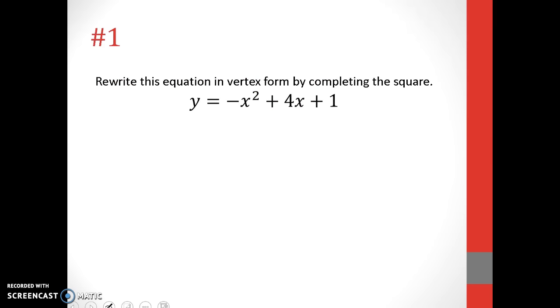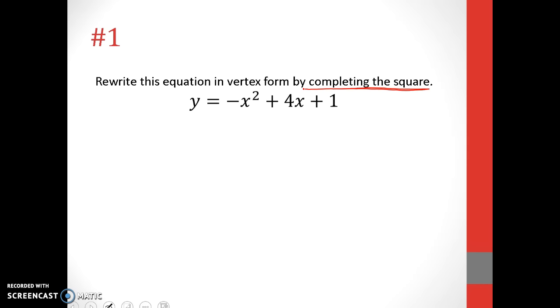We have this equation, which is in standard form, ax squared plus bx plus c. We're going to rewrite this equation in vertex form by completing the square. So it's using the same process as yesterday, same philosophy, but in a little bit different way. And so the first thing we're going to have to do in order to complete the square is get the x squared completely by itself.